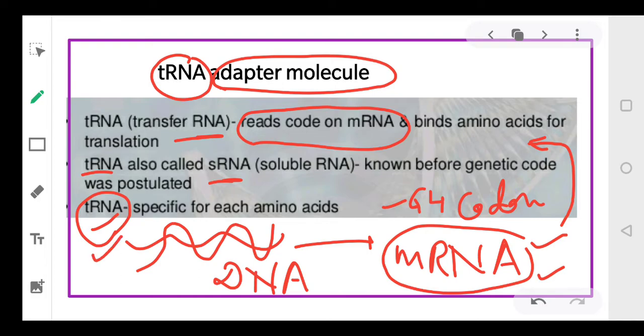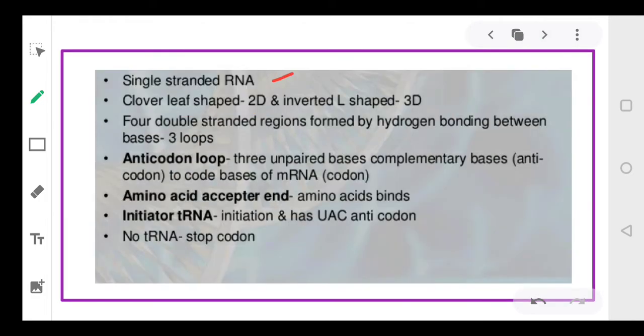So tRNA reads the information which is there on the mRNA, and this tRNA is also called soluble RNA, and there are separate tRNAs for each amino acid. Now tRNA is a single stranded RNA, and it has a clover leaf structure in 2-dimensional, and an inverted L shaped structure in 3-dimensional. There is a part which is inverted L shaped, and there is one part which is clover leaf shaped, right?